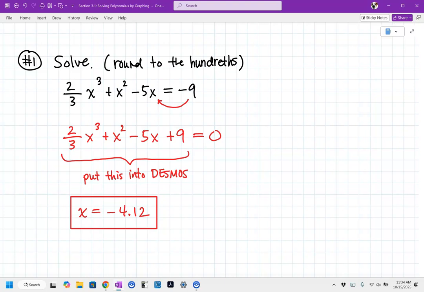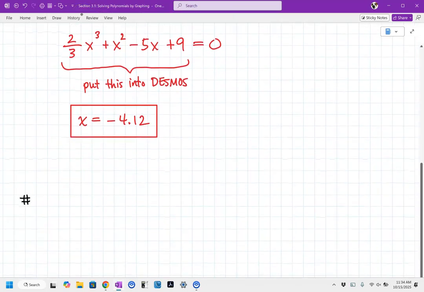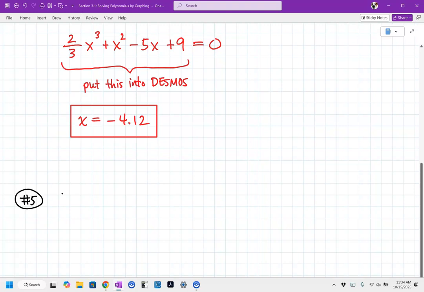And then we'll do one more, and then after that, I'll give you guys the homework. So let me look for another one that looks kind of complicated. Number 5 looks a little complicated. So let's do number 5. So it's the same thing, solve, and then we're going to round to the nearest hundredths, so round to the hundredths.